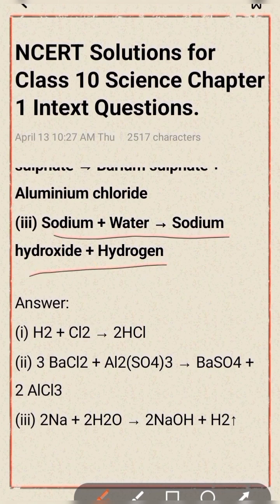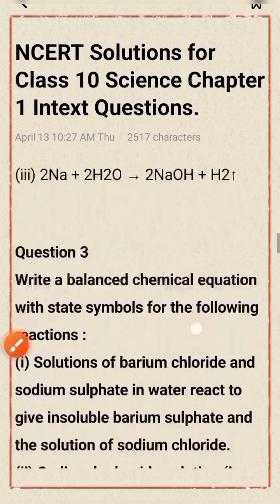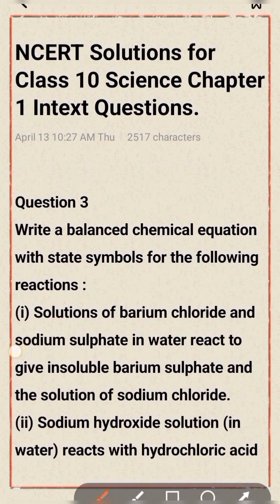This is the balanced equation: 2Na plus 2H2O forms 2NaOH plus H2, that is the evolution of hydrogen. Okay. Next question, question number 3.